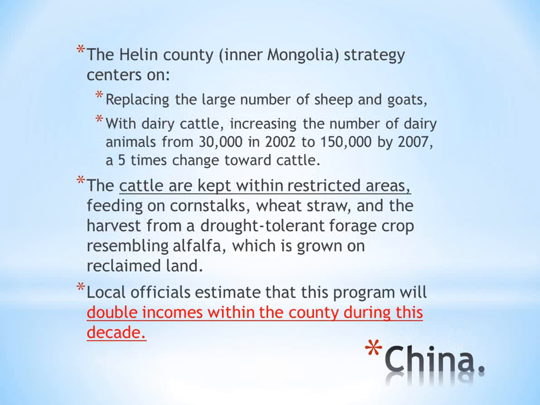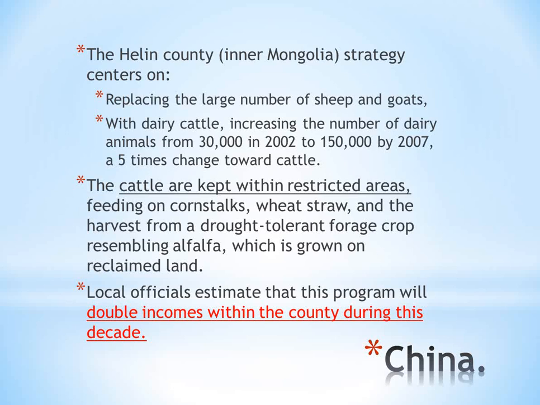China. The Heilin County, Inner Mongolia, strategy centers on replacing the large number of sheep and goats with dairy cattle, increasing the number of dairy animals from 30,000 in 2002 to 150,000 by 2007.